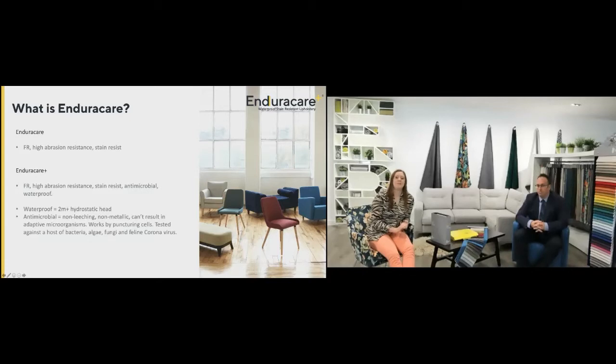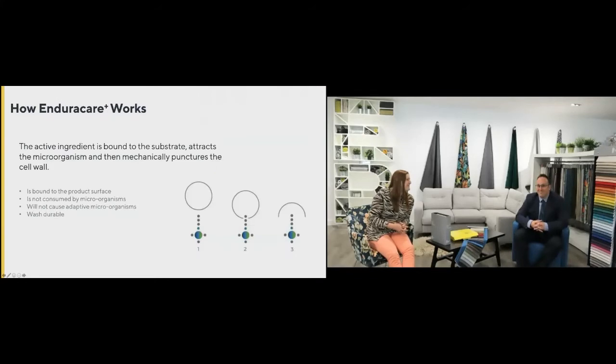Yep. I think actually there's potentially a little diagram that shows how it works. It's a physical effect. It punctures microbes. So it doesn't try to gas them or whatever. It literally punctures them and ends them. And it's been tested in third-party laboratories against all sorts of different microbes as well. So you do sometimes hear about antibacterial finishes, which of course will do nothing for your viruses.